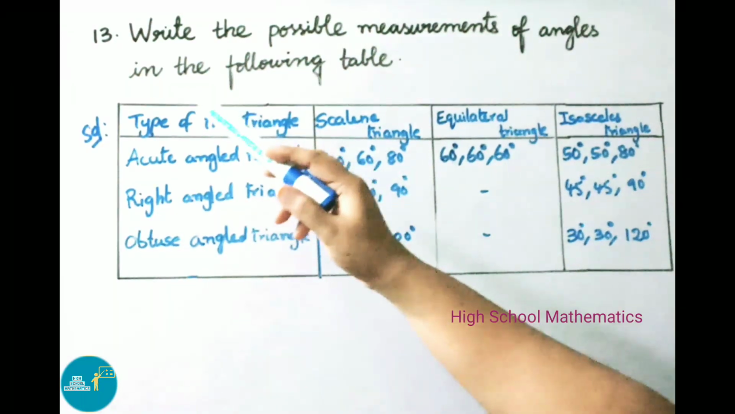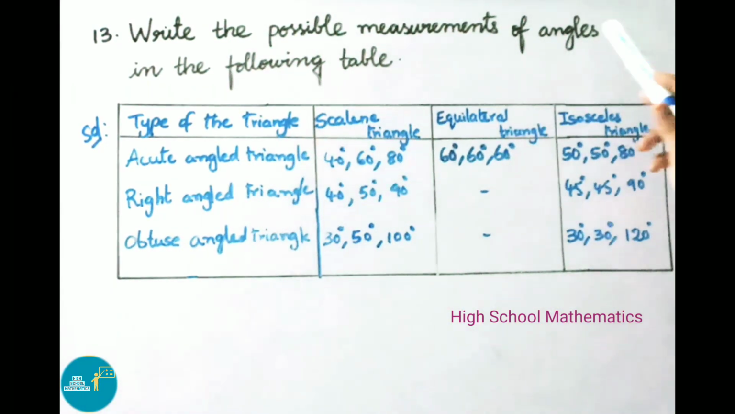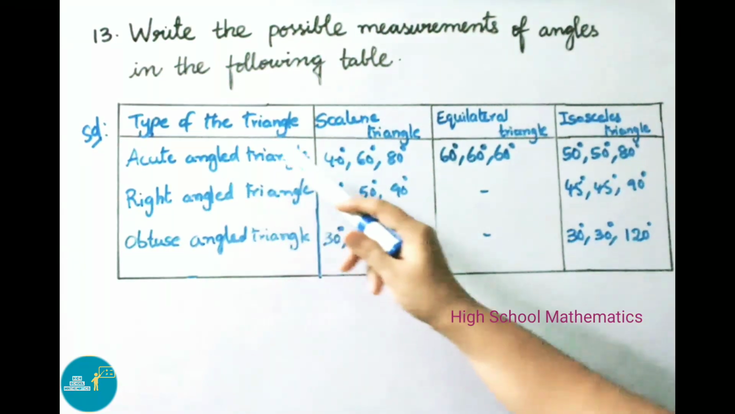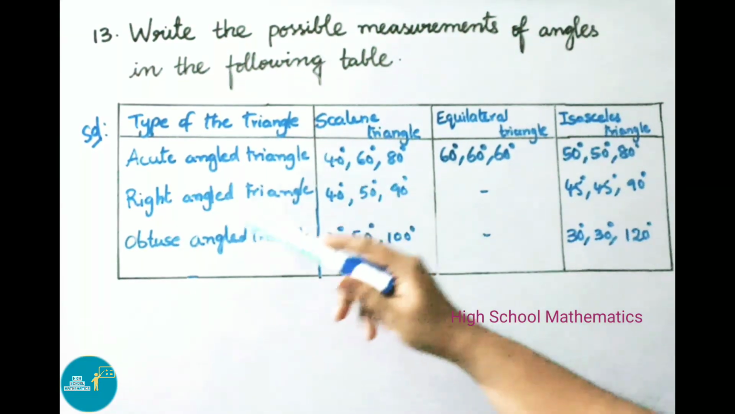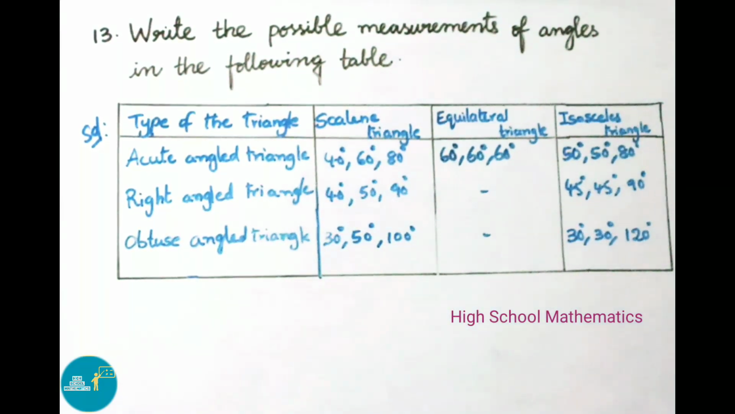See now question number 13. Write the possible measurements of angles in the following table. See the table here. Type of the triangle: scalene triangle, equilateral triangle, isosceles triangle. Here acute angle triangle, right angle triangle, obtuse angle triangle. These are the names given in the table. Here we have to write acute angled and scalene triangle. We know in a scalene triangle all three angles are different.